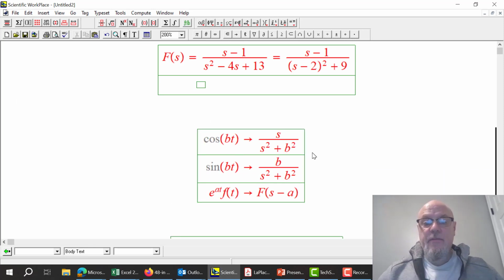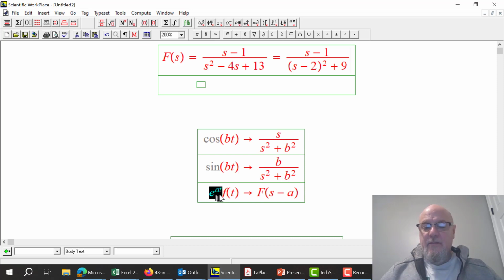These are the transforms that I think I need. I see something squared plus 9. So I'm looking at it: if it was s squared plus something squared, cosine if there's an s on top, sine if there's not an s on top. But I see this as, it's not just s squared, it's s minus 2 squared. I need the shifted version of the inverse transform. So let's look at the cosine piece first.